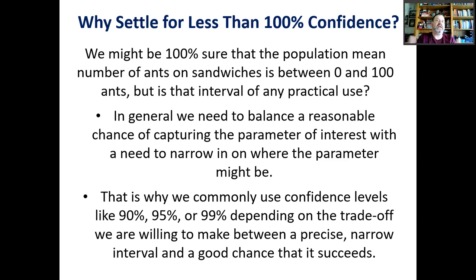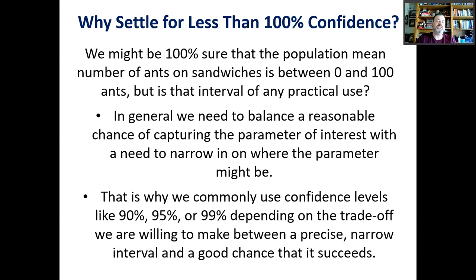So we need to settle on a confidence level that gives us information, but we also want to be confident that it truly does capture the population parameter. And that's why we get the 2 bullets. So we need to balance a reasonable chance of capturing the parameter of interest with the need to narrow in on where the parameter might be. And that's why we commonly use confidence levels like 90, 95, or 99%, depending on the trade-off we're willing to make between a precise narrow interval and a good chance that it succeeds.